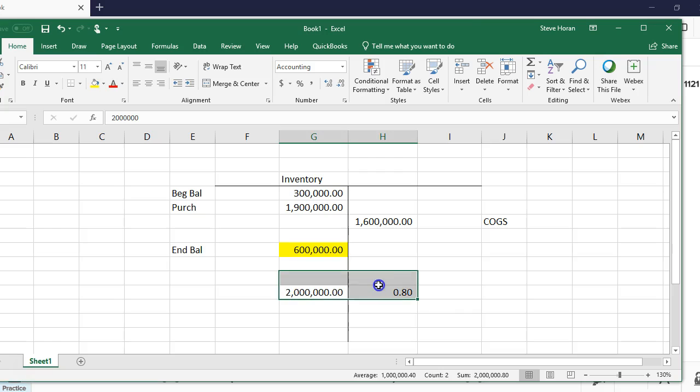But the key here, the one that maybe wasn't quite as obvious: sales of 2 million. My gross profit margin is 20%. So my cost of goods sold is 80%. So 2 million times 1 minus 0.2, I get 1,600,000 as my cost of goods sold. Okay, so that was question 1.